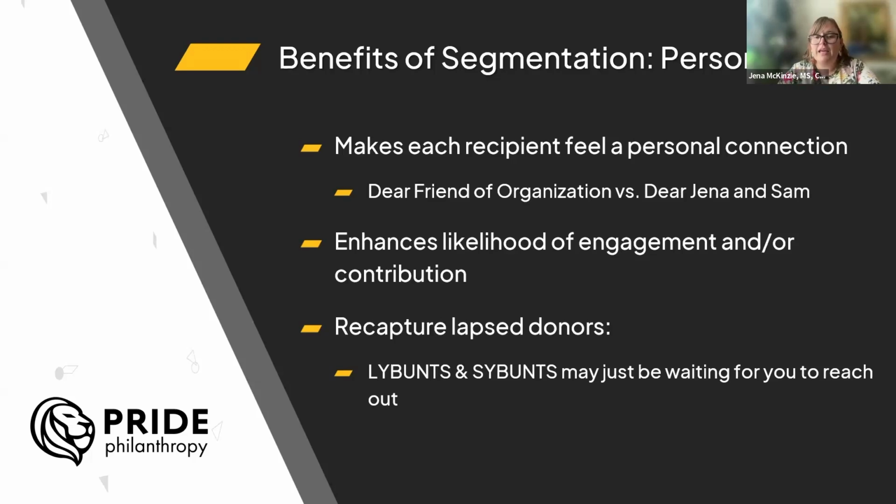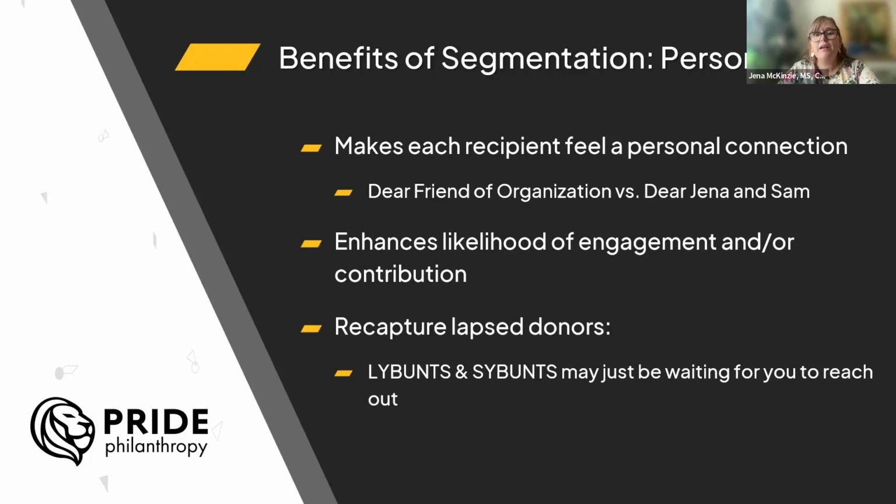Enhancing the likelihood of engagement or contribution. I think Jared already pointed out, we're not just trying to get money when we send a mass appeal or a mass communication to our donors. We want their engagement. We want their time. We want them to look over our appeal. We want them to understand what our organization is working toward. Anything that you can do to enhance the time they're going to put their eyeballs on your organization's pieces, that is enhancing and deepening the relationship, and it is giving you a deeper opportunity to connect with those donors.